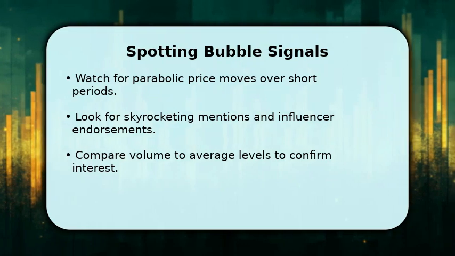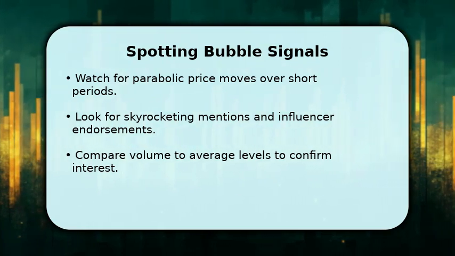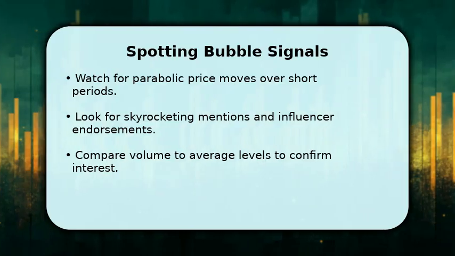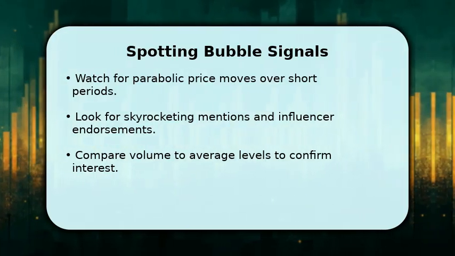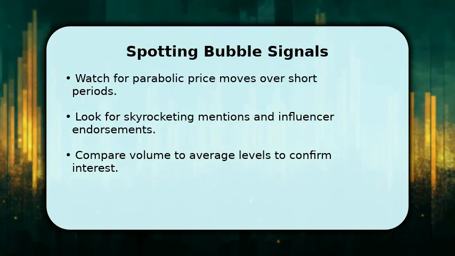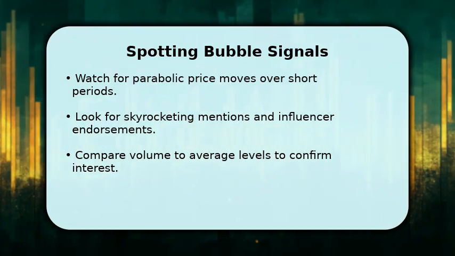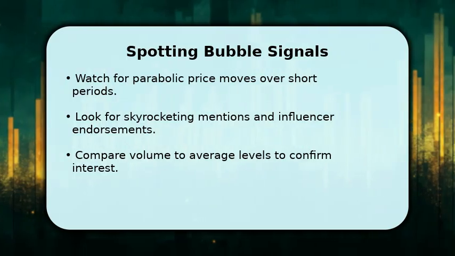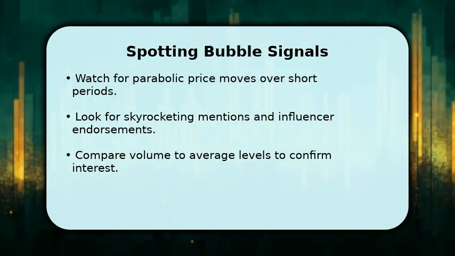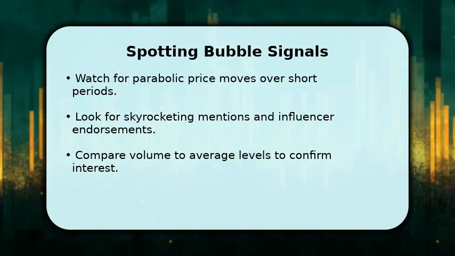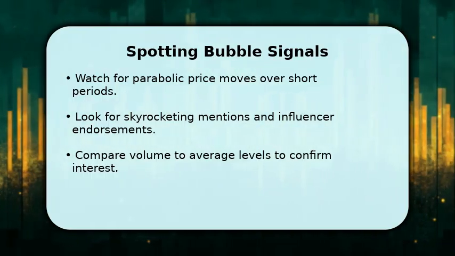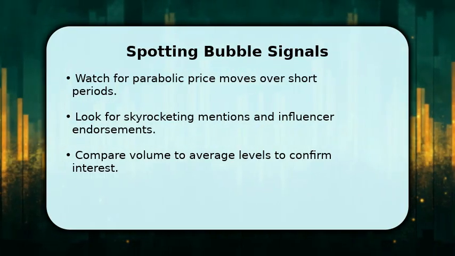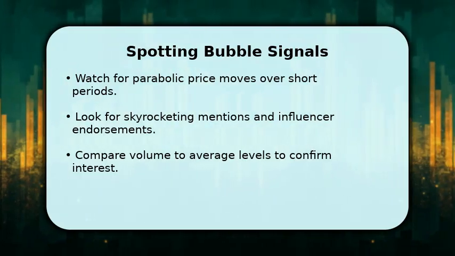Bubble spotting starts with patterns and context, not hype. Notice parabolic price moves and sudden spikes in mentions or influencer posts, then confirm with volume surges to validate interest. Check order book depth to see if moves are sustainable or thin. Keep a list of red flags like guaranteed returns or FOMO language. Use alerts and small test trades to validate signals before committing larger funds to a suspected bubble.